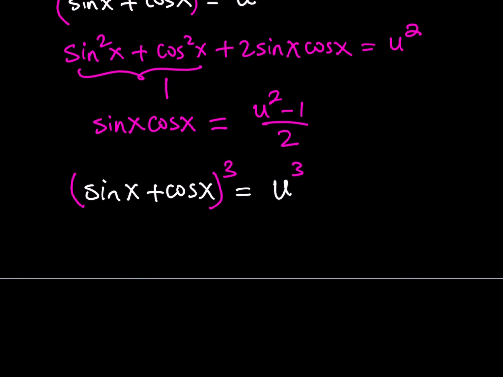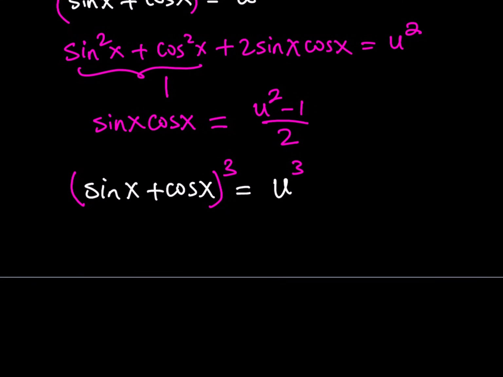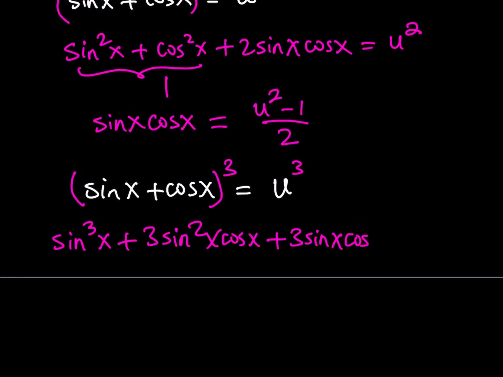Now, when we do that, something interesting is going to happen. Let's see what happens. And for the cube, again, there are so many ways to approach it, but I'll probably take this approach. Sine cubed x plus 3 sine squared x cosine x plus 3 sine x cosine squared x, as you know, a plus b quantity cubed from binomial theorem, plus cosine cubed x. And this should equal u cubed.